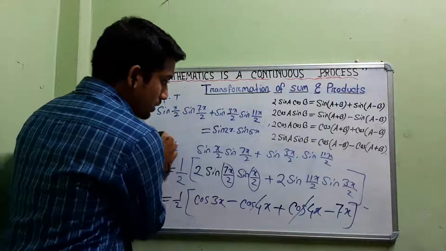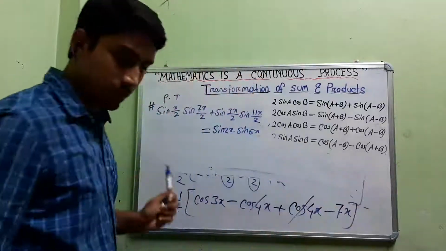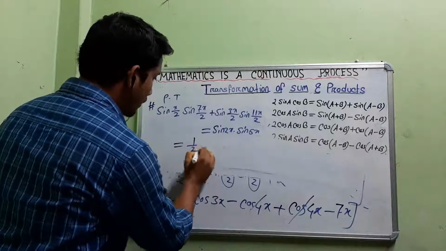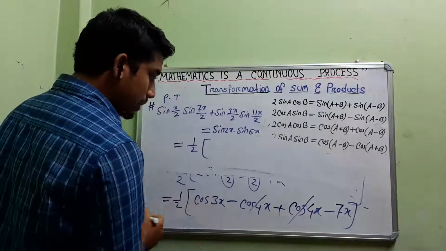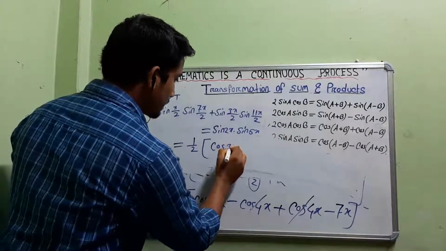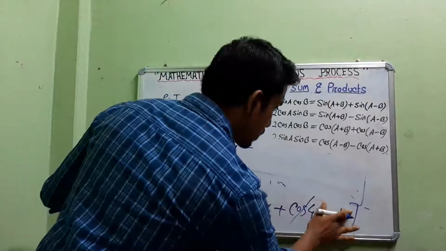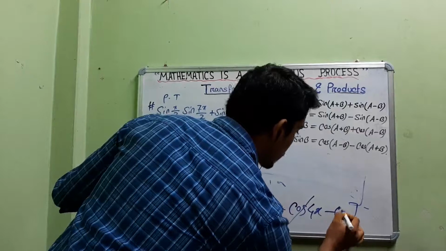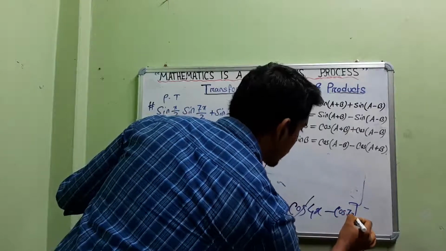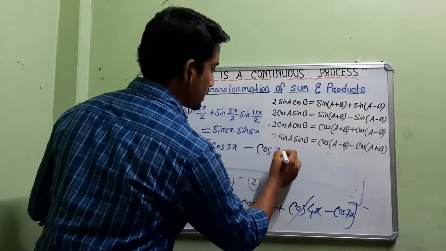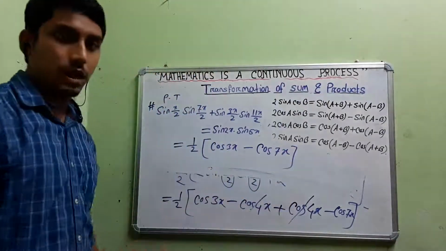So let me rub this part a little bit. What I am getting after cancellation: after cancellation I am getting half of, inside the bracket, cos 3x minus, oh I have not written cos here, so there should be cos 7x. So minus cos 7x. This much I got after the calculation.